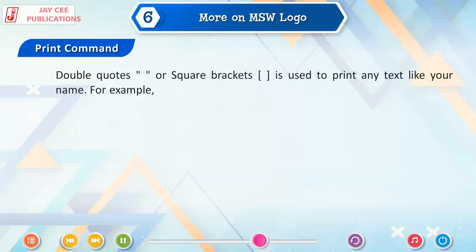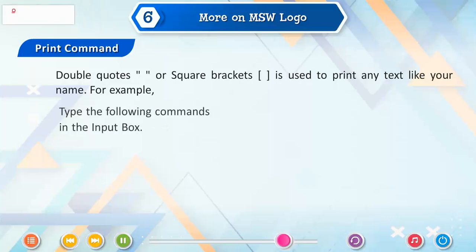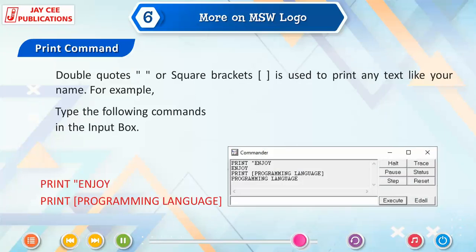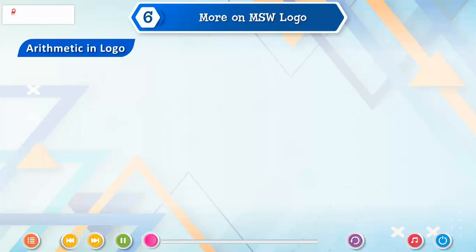Double quotes or square brackets are used to print any text, like your name. For example, type the following commands in the input box. Print "enjoy, with a starting double quote. Print [programming language, arithmetic in Logo].